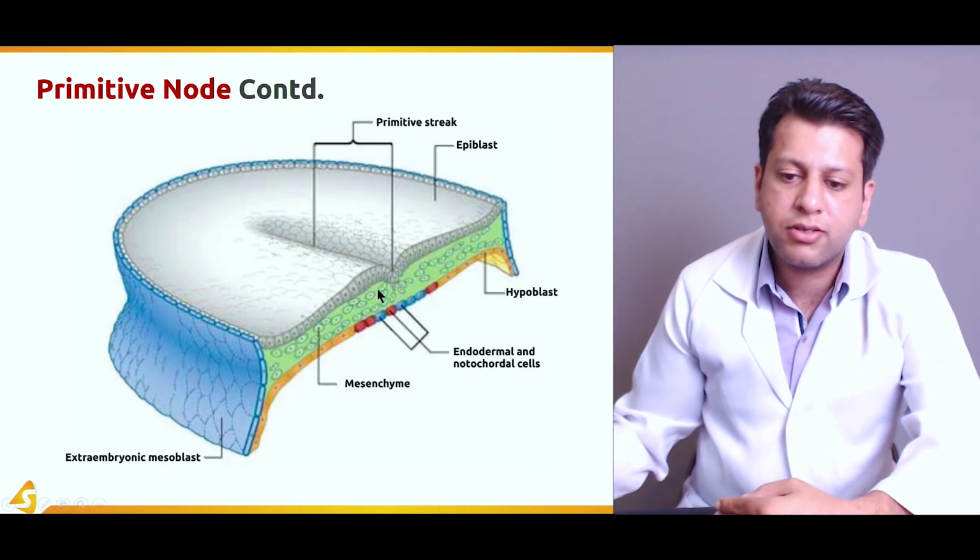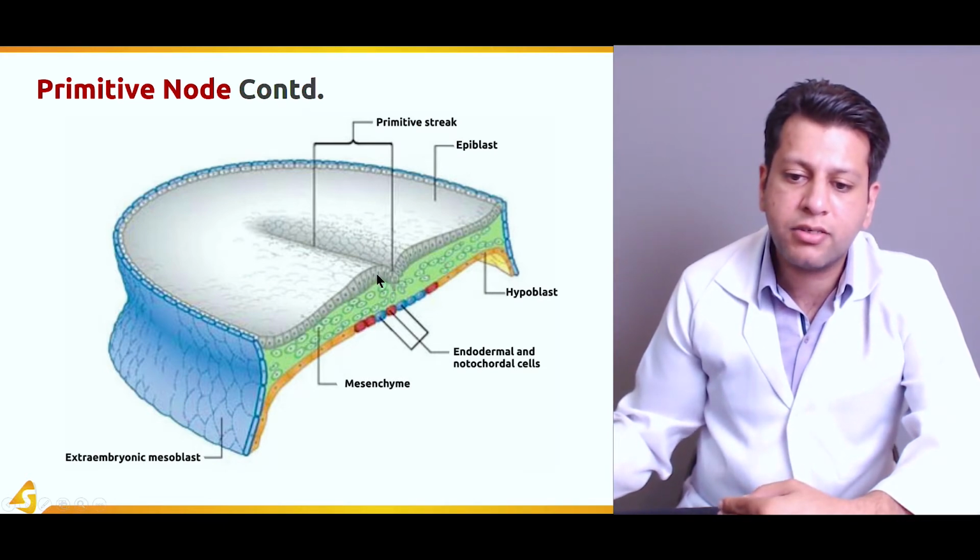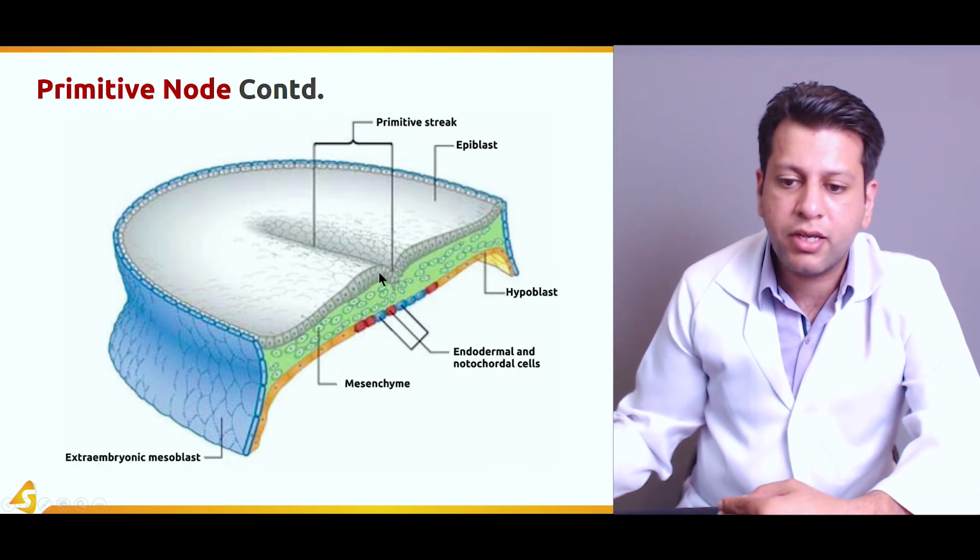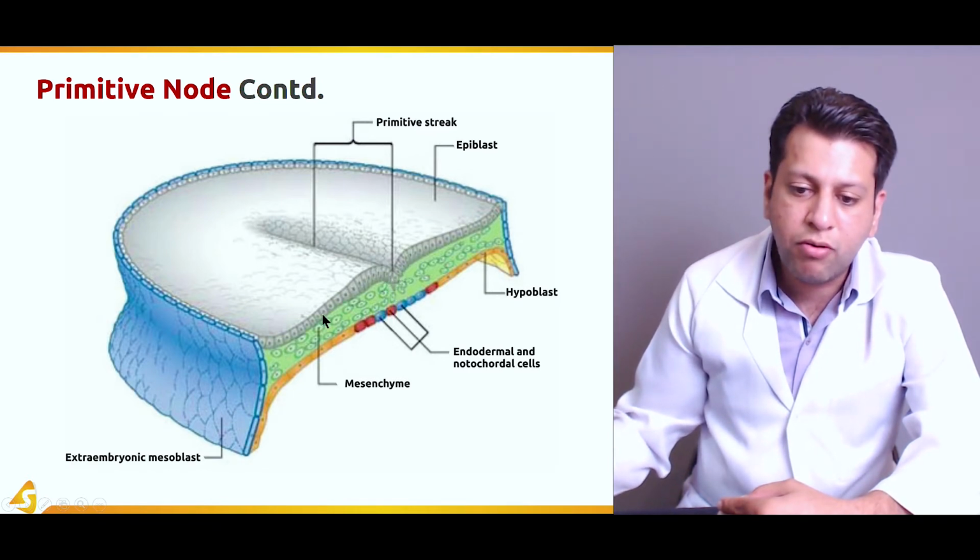Now this is another cut section. It's at a bit more advanced stage. This is the primitive streak, and this level would be the primitive node. Now this is the primitive streak, and as you can appreciate, the epiblastic cells have invaginated in, diving down. Those which have dived down form a new layer which is termed the mesoderm.